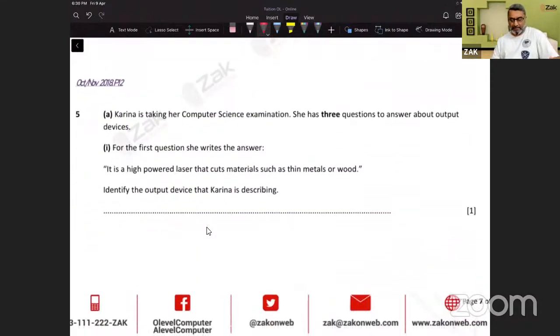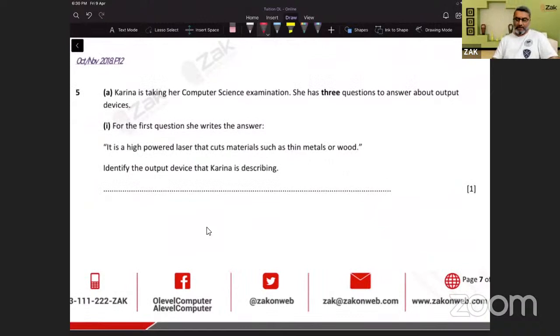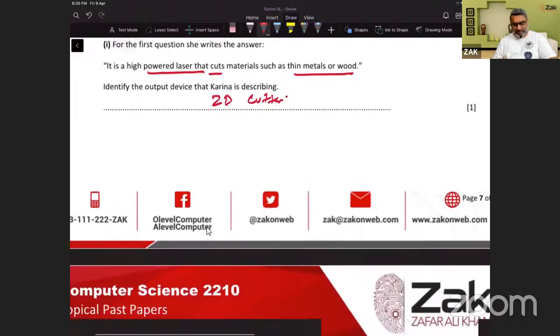Karina is taking her computer science exam. She has 3 questions to answer about output devices. For the first question, she writes the answer. It is a high-powered laser. High-powered laser cuts materials such as thin. So, आप word on that, which is cutting. It is 2D or 3D cutter. अब आप इसको 2D लिखेंगे तो वो भी सही होगा, 3D लिखेंगे तो वो भी सही होगा.